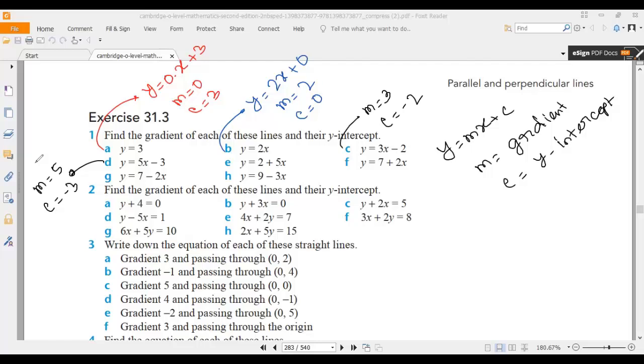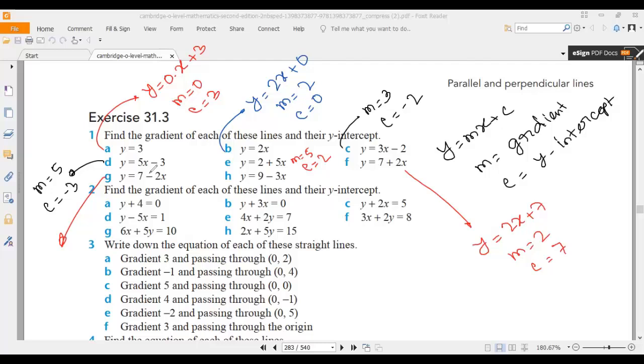Okay. For number E, m will be 5 because y equal to mx plus c. So 5x, so 5 will be the gradient and c will be 2. That means c will be called the y-intercept. For F, y equal to 2x plus 7. So here the gradient m will be 2 and c y-intercept will be 7.